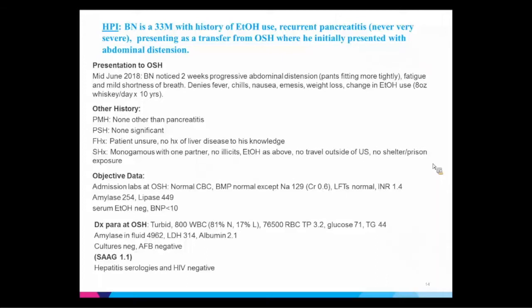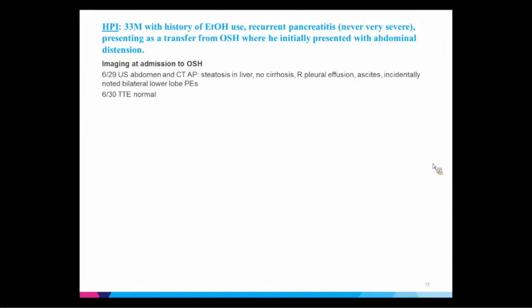He has a long, complicated course, which I'm giving all of this to you up front. So then he has some imaging done right when he gets there. He had an ultrasound of the abdomen and then a CT of the abdomen and pelvis. It shows steatosis in the liver, but no cirrhosis, a right pleural effusion. They said a mild or small amount of ascites, and then incidentally noted bilateral lower lobe PEs. And he has a TTE right after, which is also normal.